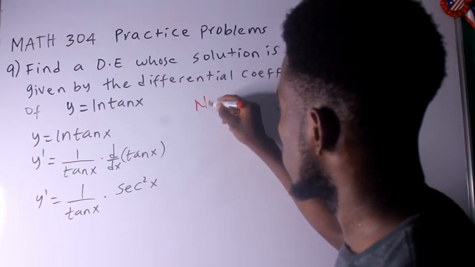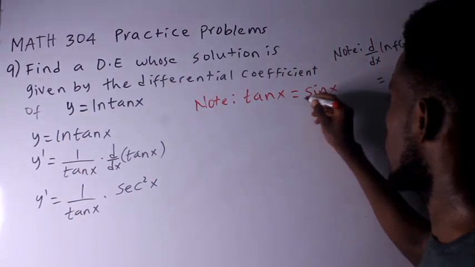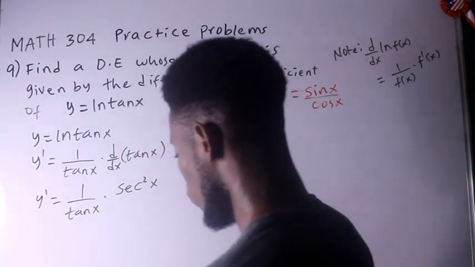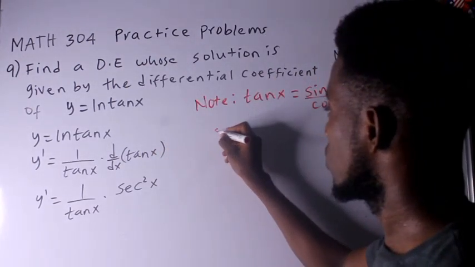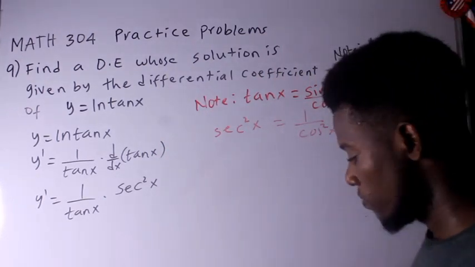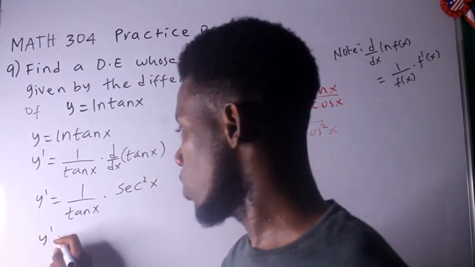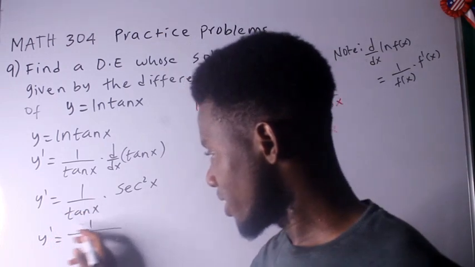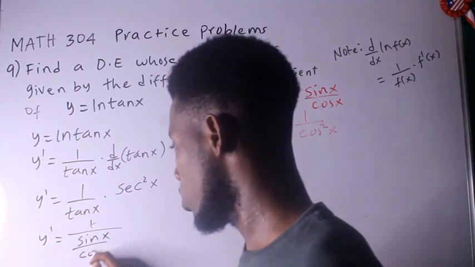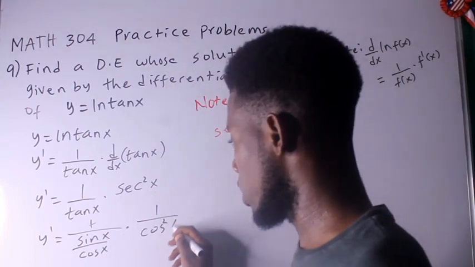So I'm going to say note: if you have tangent x, that is sine x over cosine x. And secant square x is 1 over cosine square x. These are the two identities I want you to know. So let's just go right ahead and plug them in. So we have y prime is equal to 1 over tangent x, which is sine of x over cos of x, times secant square x, which is 1 over cos square x.